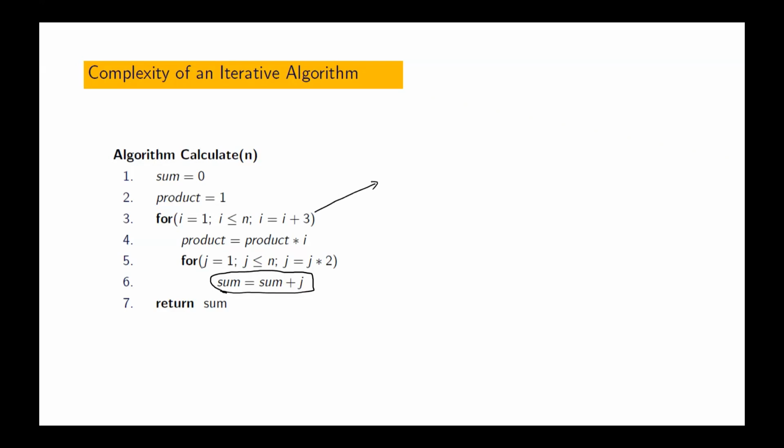N by 3 times. Is that clear why it is n by 3? If n equal to 1, how many times is it repeated? Outer loop, we are talking about. 1 time. N equal to 2? 1 time. N equal to 3? 1 time.